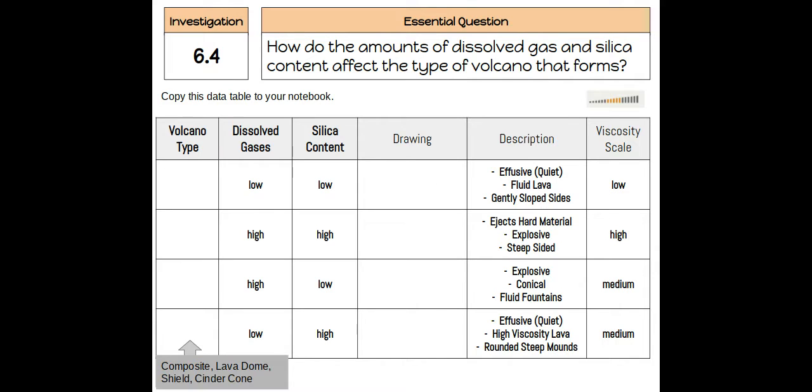Record your results. This is a data table mostly filled in for you already. All you're going to need to do is decide as you're looking through it what volcano type it is, and then sketch a drawing. So in the box put low dissolved gases, low silica content. Take a look at that volcano, write down what the type is. The choices are going to be composite, lava dome, shield, or cinder cone. Draw what that looks like, and then you'll have the whole table filled in.